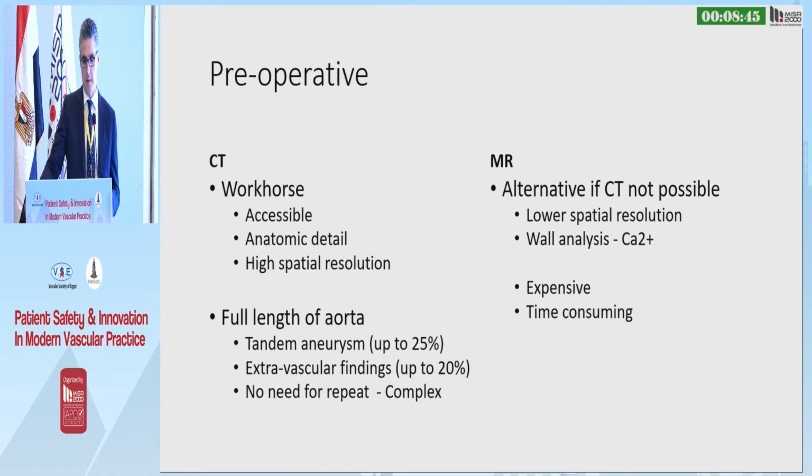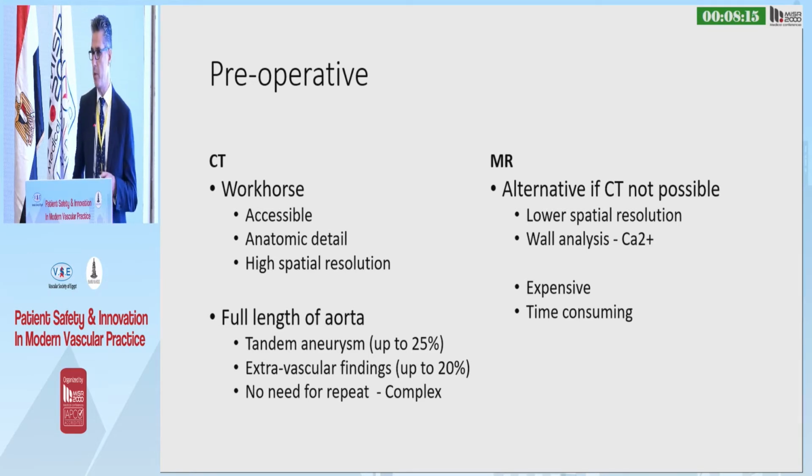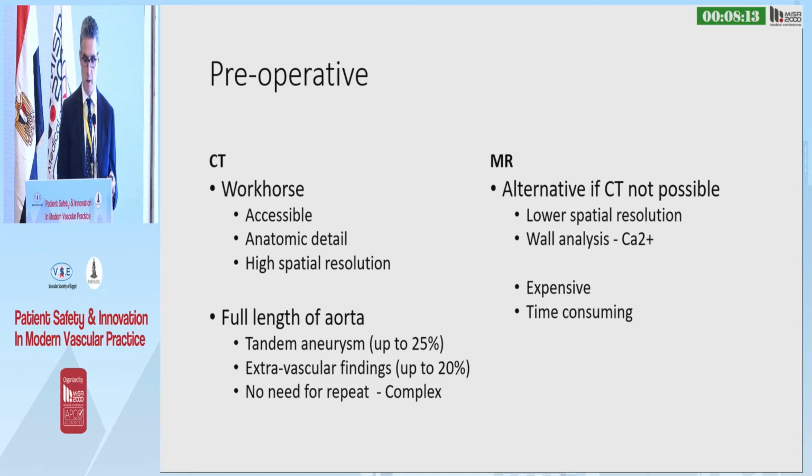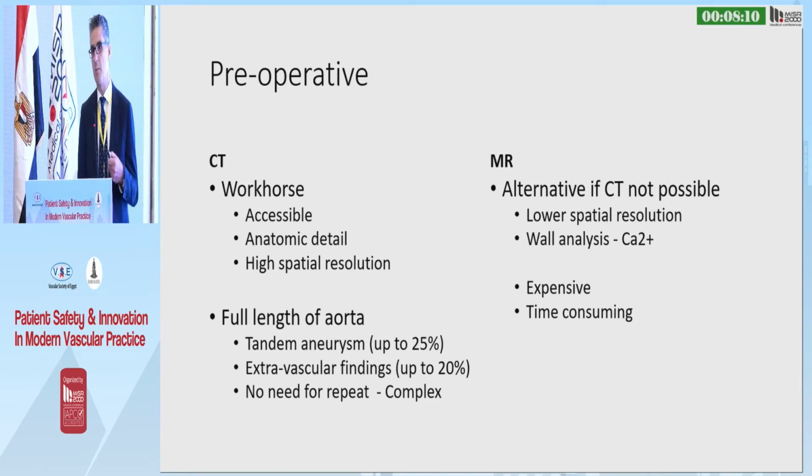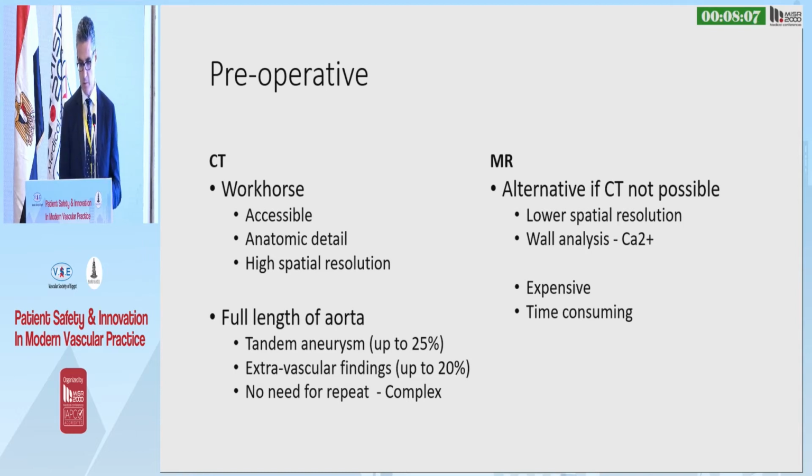So in the preoperative phase, well, imaging, I'm not going to teach you very much here. You can use two imaging modalities. CT is the workhorse. But I would stress, with a pointer at the bottom of this slide, that you should have a protocol that looks at the whole aorta with CT, because in published series, up to 25% can have a tandem aneurysm and 20% can have a significant extravascular finding. What I used to find is that if we just imaged the abdominal aorta and they had a juxtarenal, pararenal or thoracoabdominal aneurysm, they had to go back for another CT. So it avoids having to repeat.